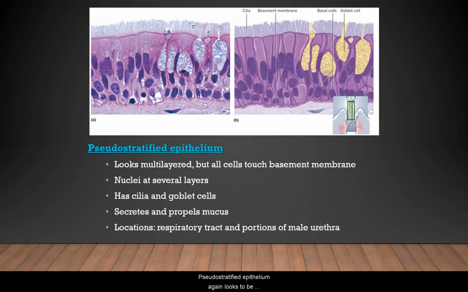Last, pseudostratified epithelium, again, looks to be multi-layered, right? You could be forgiven if you thought, oh, that's probably multi-layered, but no, each of these cells actually is attached to the basal lamina. There are nuclei at several layers, however, so that's why you might think that this is stratified. But it has cilia, it has goblet cells, and it secretes that mucus just the same. Locations you'll find these: respiratory tract, and portions of the male urethra.